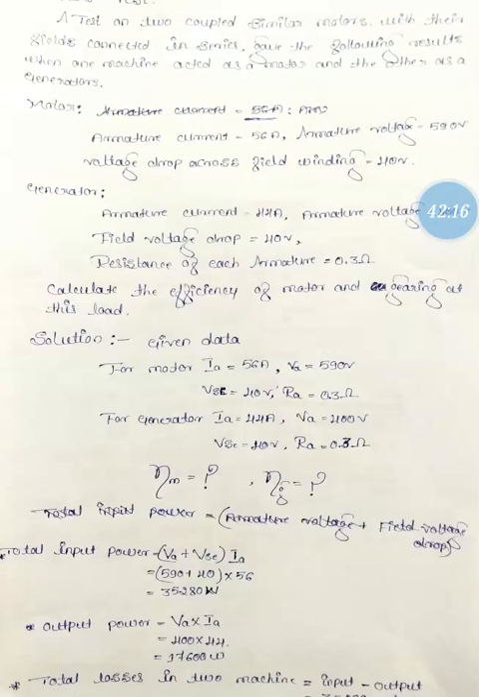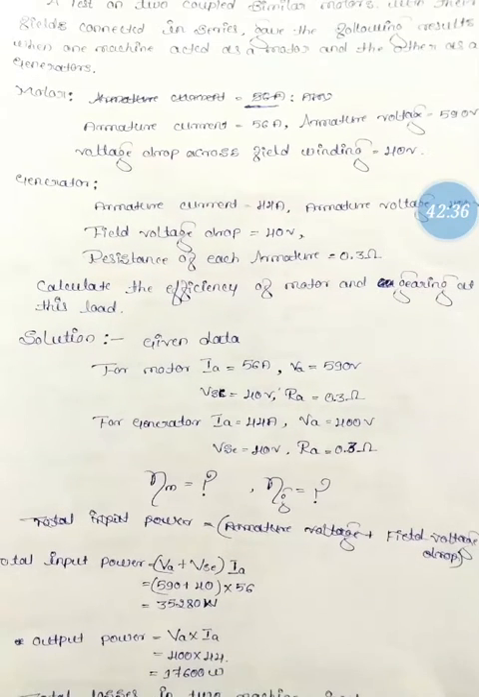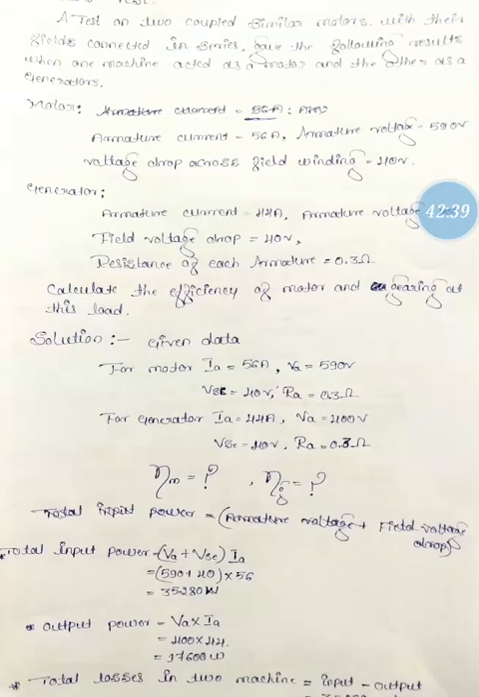Solution: write down the given data. For motor, the armature current is given, note down that 56 ampere. Then armature voltage is given, that is 590 volt. Then series field winding voltage drop is given, that is 40 volt. Then armature resistance is also given, that is 0.3 ohm. For generator, write down the given data: the armature current is 44 ampere, armature voltage is 400 volt, series field winding voltage drop is 40 volt, and similarly the armature resistance is 0.3 ohm. Then we need to calculate the efficiency of the motor as well as the efficiency of the generator.